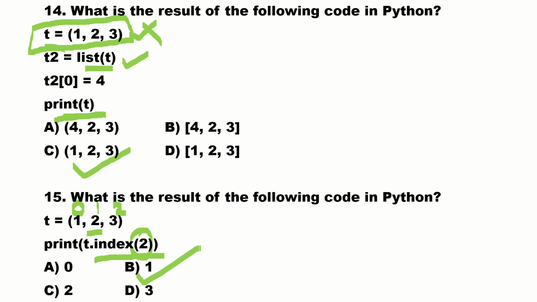And one important thing is the index of the first occurrence. Even if 2 is there again, it will not check that. It will check only the first occurrence of the specified element in the tuple. Okay.